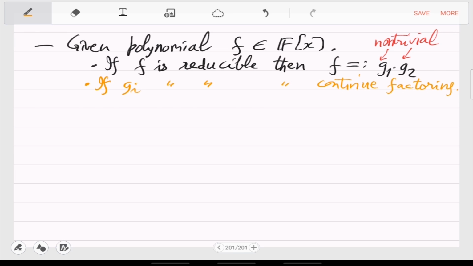Now, since I have not told you how to factor, I haven't given you an algorithm for factorization, this is just a thought experiment. If there is a way to factor any of the factors, then you continue that. Otherwise, you don't do anything. So when you do this for several steps, ultimately you would have written F as a product of irreducibles.